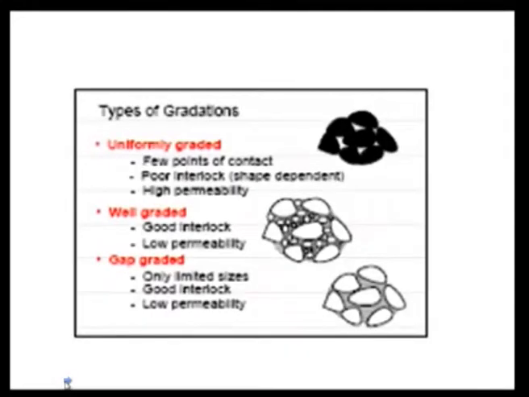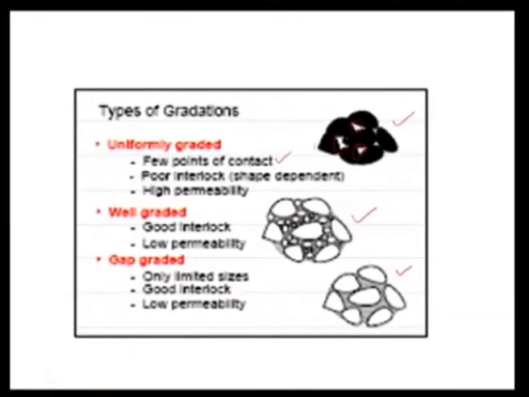Now if you look at here, types of gradations, now different types of aggregate, I am putting these 1, 2 and 3 aggregates. Now if I say this aggregate is uniformly graded, what does it mean? Uniformly graded means few points of contact, poor interlock, that means particle to particle interlock will be very poor, then high permeability. It will allow water to flow, the seepage characteristics will be more. Then the moment I say aggregate is well graded, that means there is a good interlock.